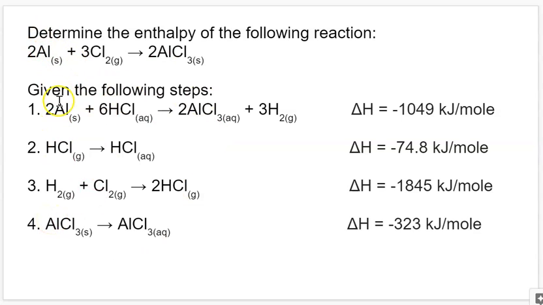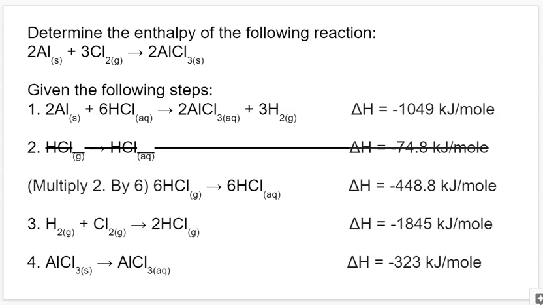So 2 aluminum solid, that's already on the right side. So we might want to leave this first one alone. We have this hydrochloric acid, this HCl aqueous that we don't need, and there's 6 of them. So we're going to need to have 6 of those somewhere else to cancel them out. So we can see in this second equation, we have HCl gas plus HCl aqueous. This is going to be a chance to cancel out the HCl here. So I'm going to want to multiply the second reaction by 6.